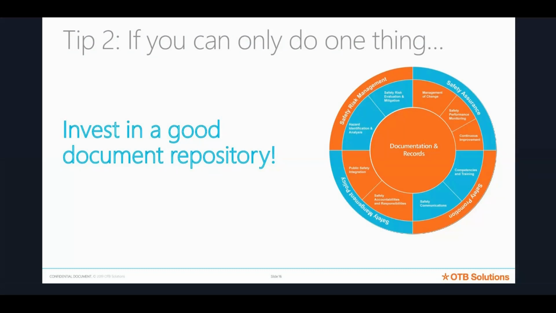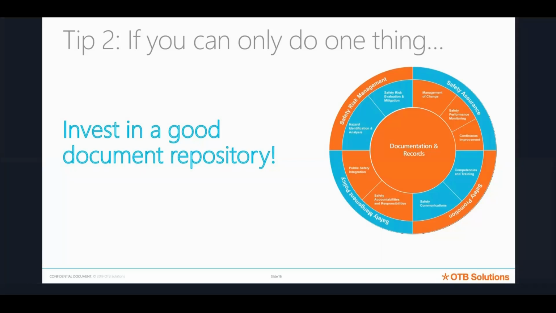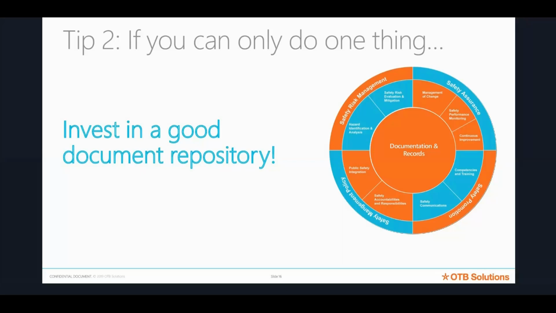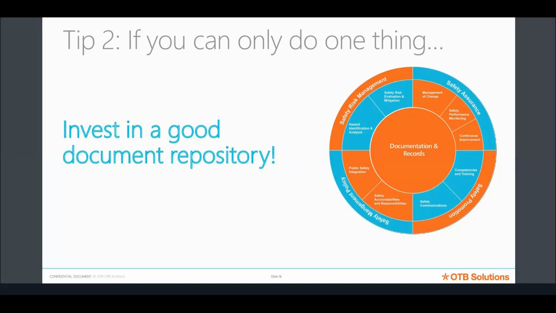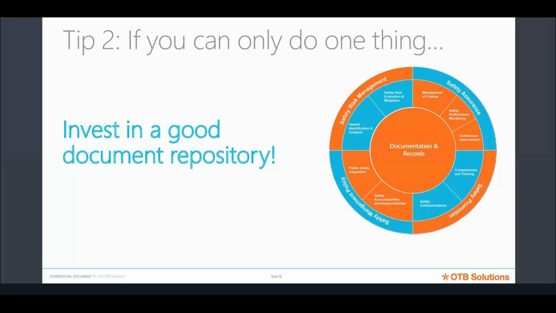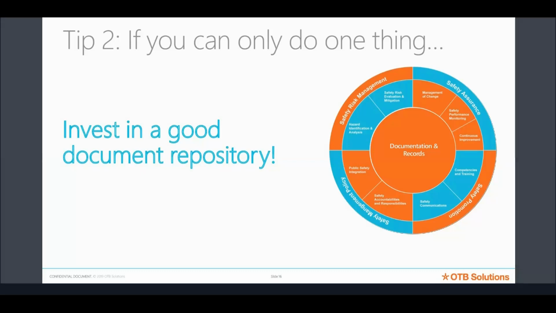So one of the things that we wanted to stress is, if you can only do one thing, invest in a good document repository. When you look at the graphic that's up on the slide right now, we've put a lot of thought into how the pillars and the components relate to one another. And it strikes us that thinking in terms of pillars or silos really does underserve the importance of documentation and records, and specifically how that component can be a central component to the success of the entire rollout of your SMS.